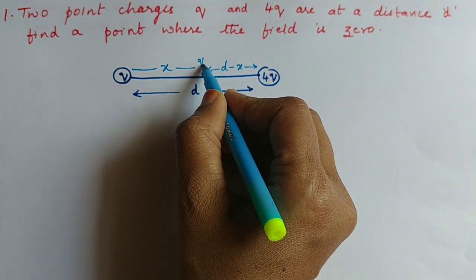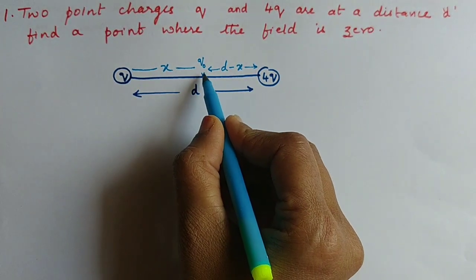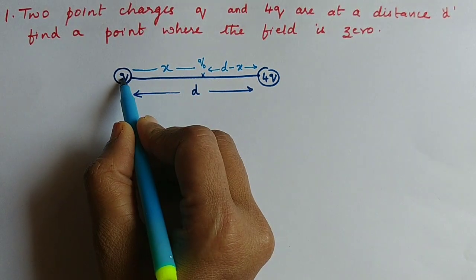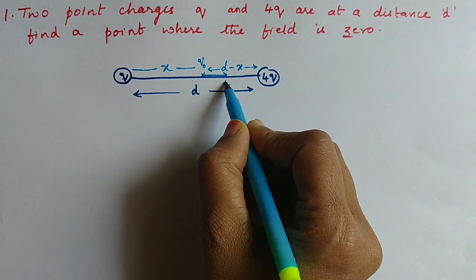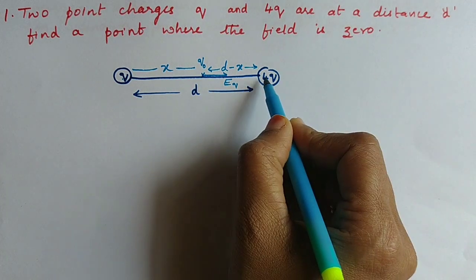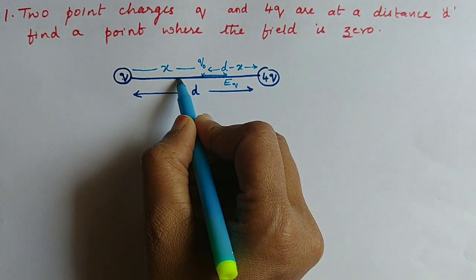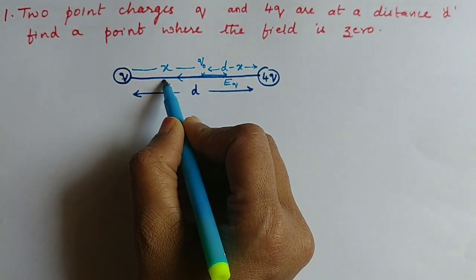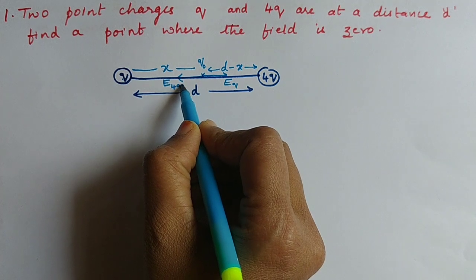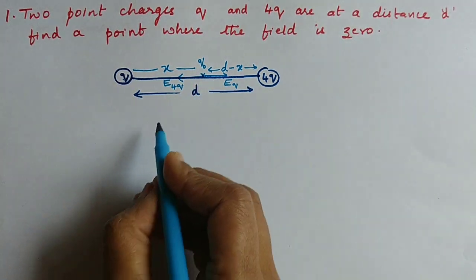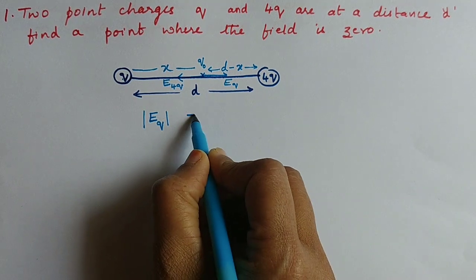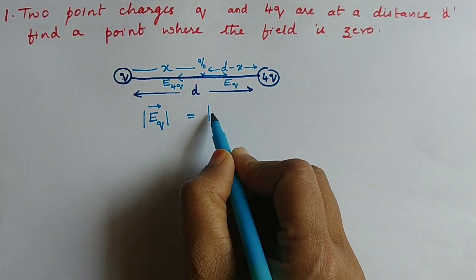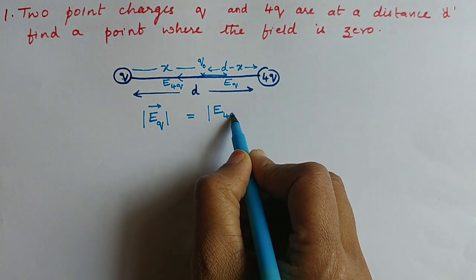Imagine a test charge Q0. So there are 2 fields at this particular point. Field due to this positive charge directed away, I'll call this E due to Q. And because of 4Q, there is a field in opposite direction. This is the direction of field due to 4Q. So equate the 2 fields. Magnitude of field produced by the charge Q should be equal to the field produced by the charge 4Q.